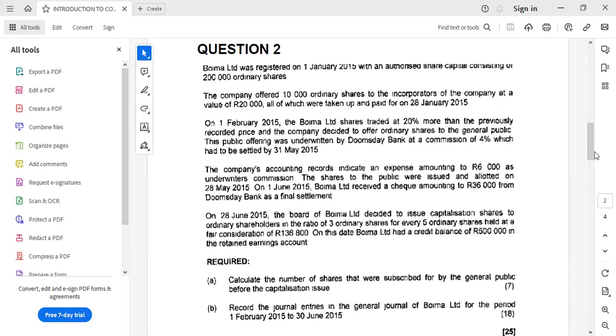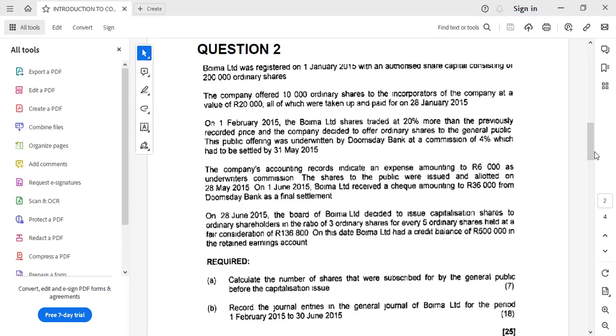Boima Limited was registered on 1 January 2015 with an authorized share capital consisting of 200,000 shares. The company offered 10,000 shares to the incorporators of the company at a value of 20,000, all of which were taken up and paid for on 28 January 2015. On 1 February 2015, the Boima Limited shares traded at 20% more than the previously recorded price, and the company decided to offer ordinary shares to the general public.